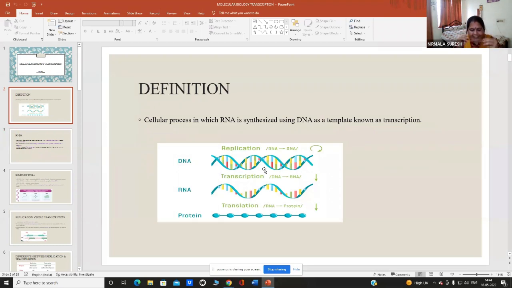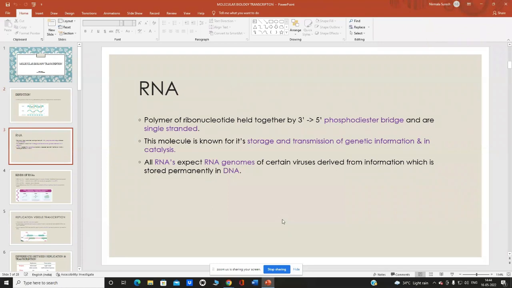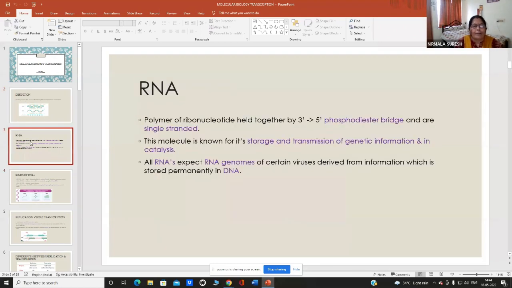So it shows the entire central dogma, how DNA becomes DNA by replication, how DNA becomes RNA by transcription, how RNA becomes, say, all these amino acid sequences. Then the next slide. Ribonucleic acid, a polymer of ribonucleotides held together by 3' to 5' phosphodiester bridges, and are single stranded.